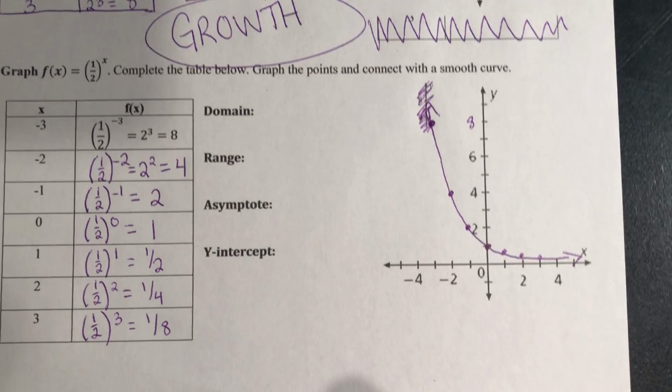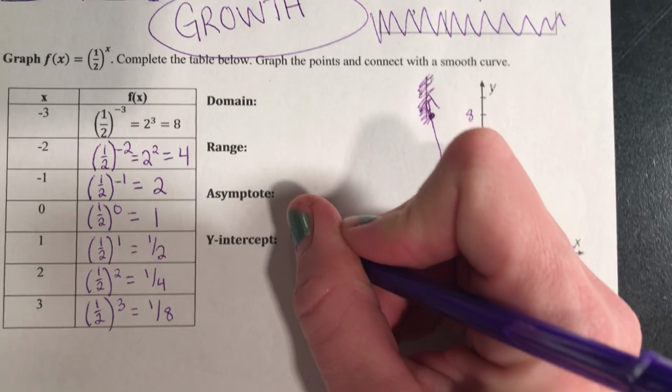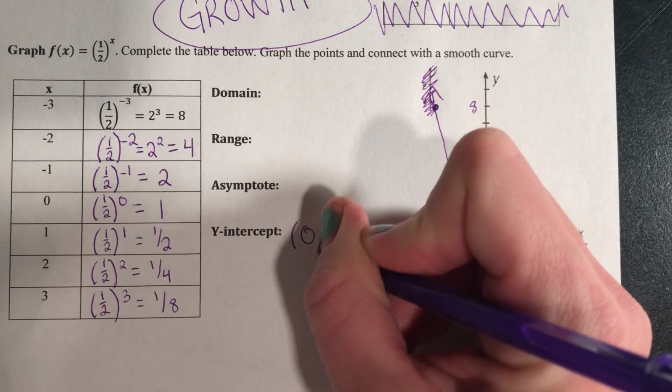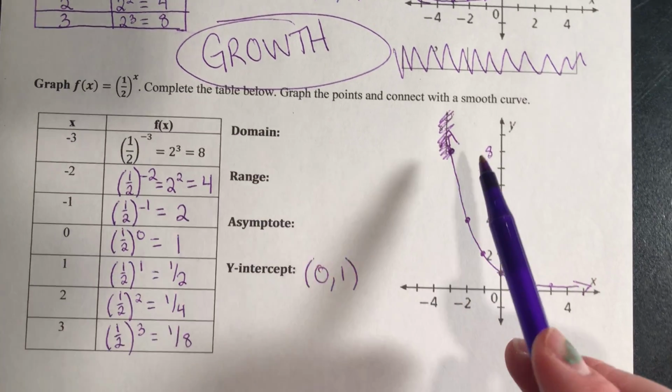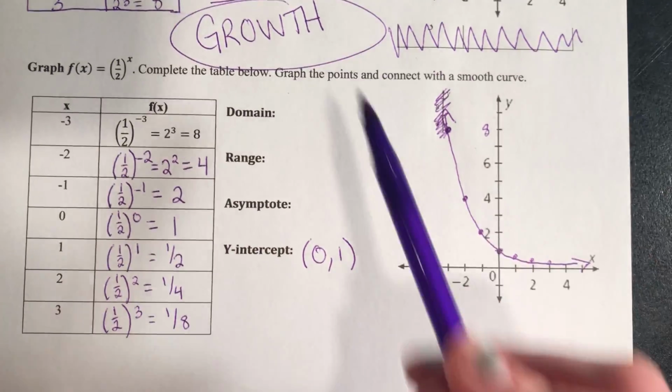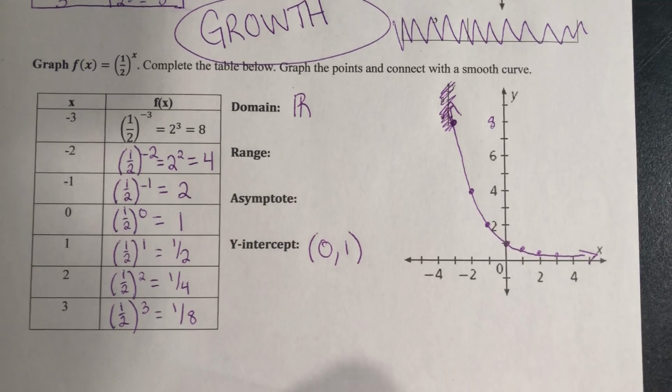All right, let's look here again. Well, our y-intercept actually stays the same. Our y-intercept is still 0, 1. Here, our domain, again, we can go all the way to the left, all the way to the right. Our domain is still all real numbers.